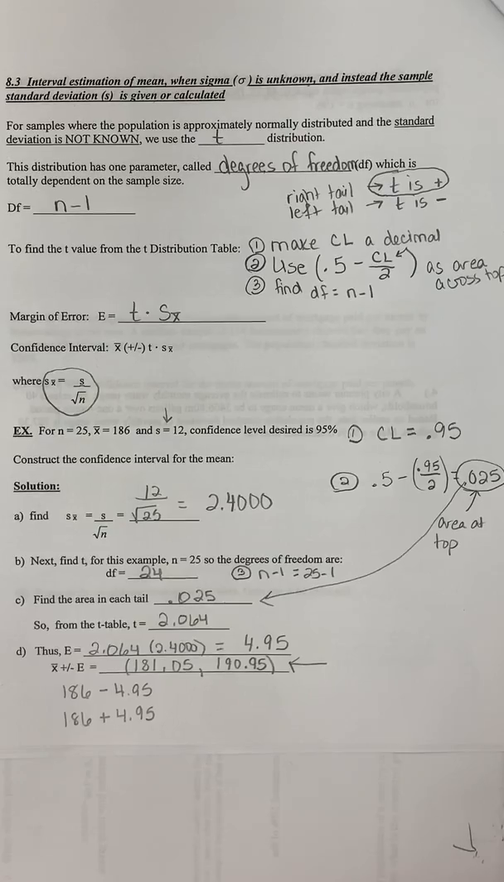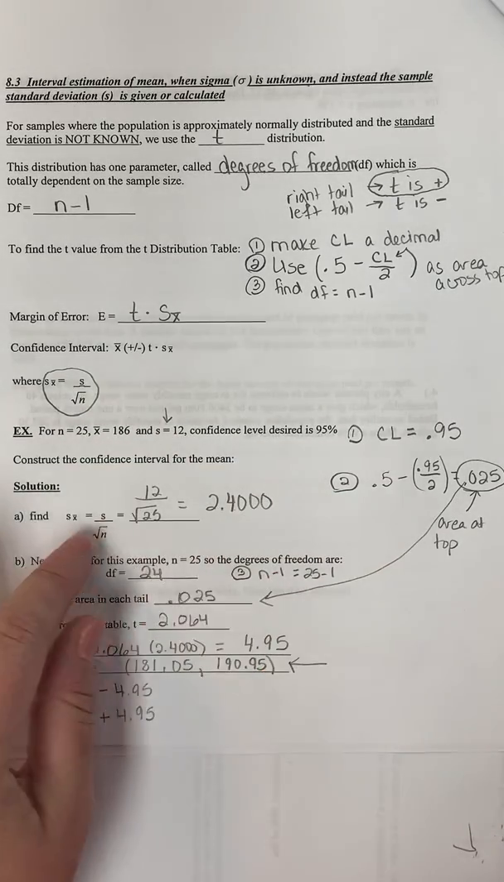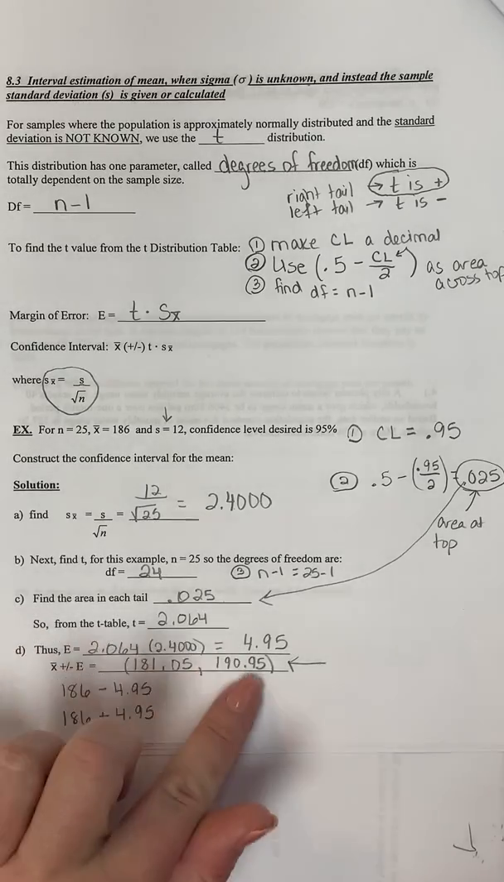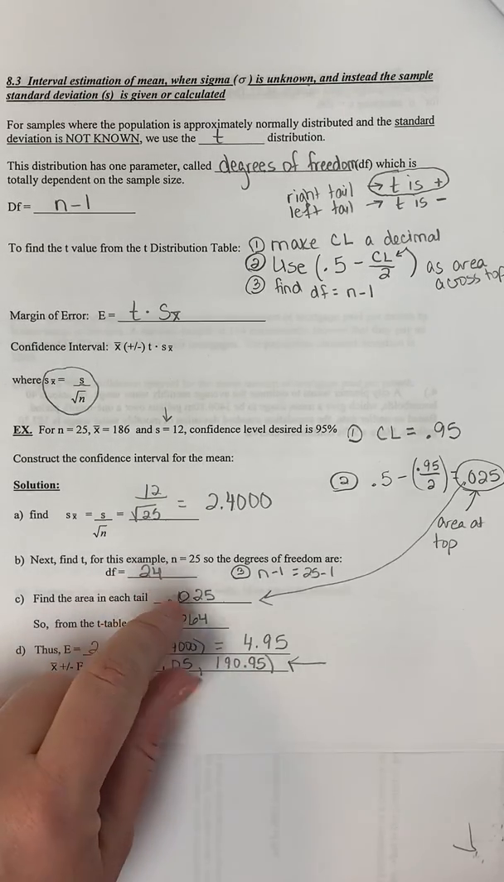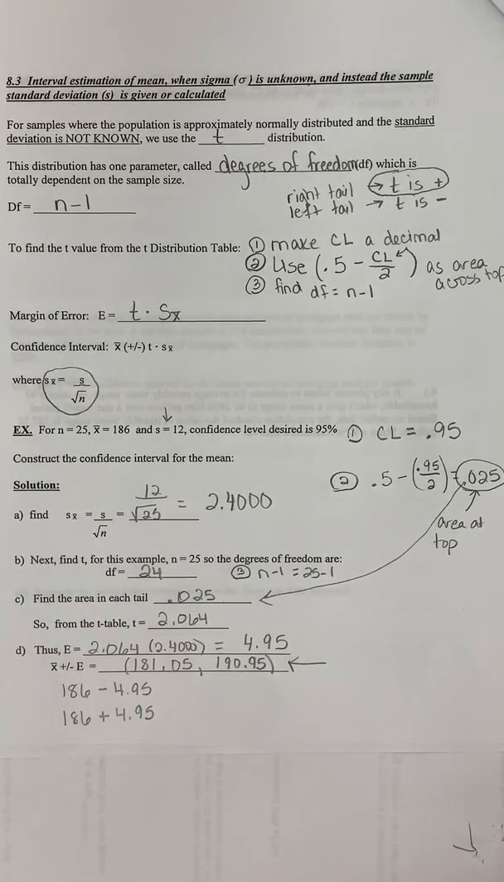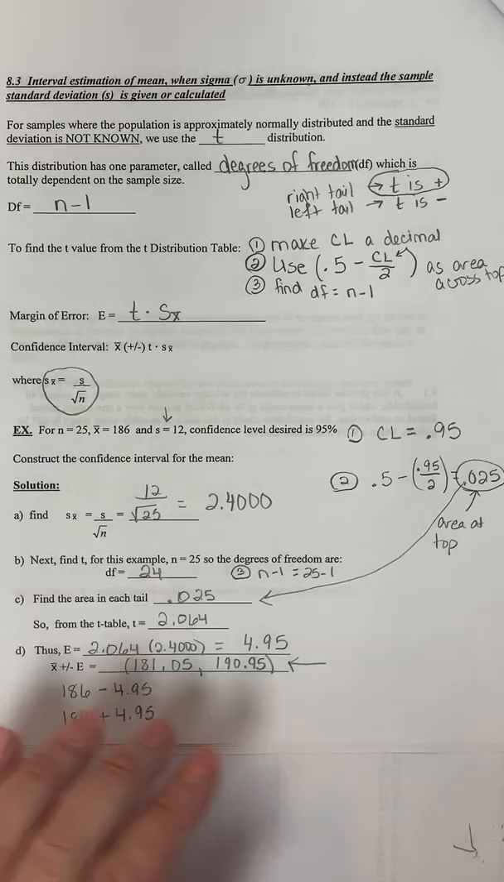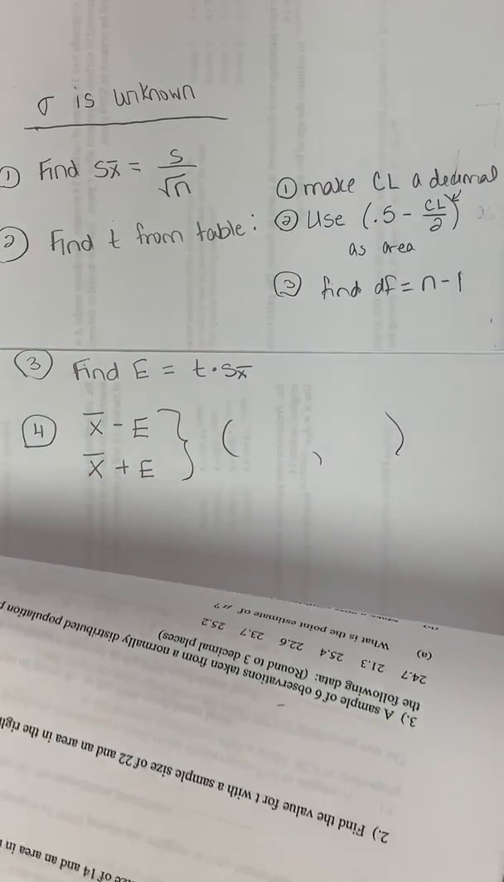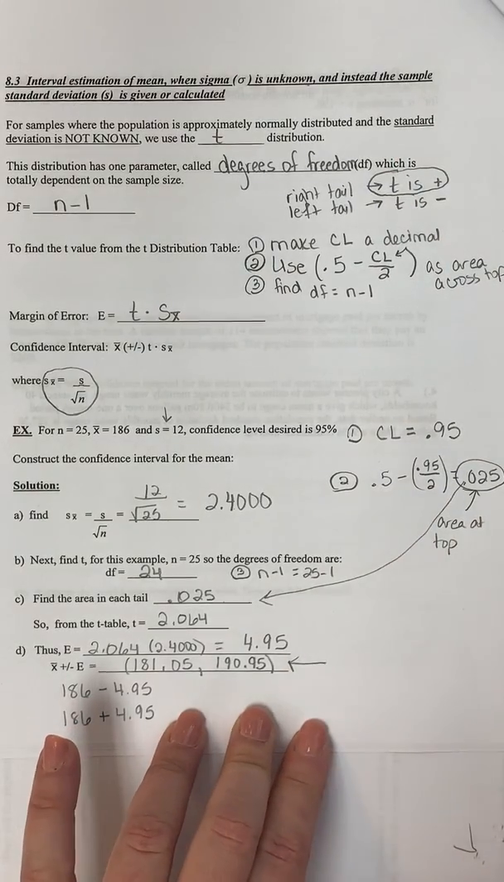So, this is very similar, just an S instead of a sigma. The t is what's different. We can't automatically look at a chart given the confidence level and come up with a value. We actually have to do a little bit of work for that. So that is what's different when sigma is unknown.